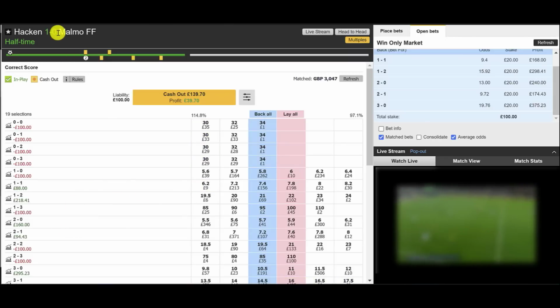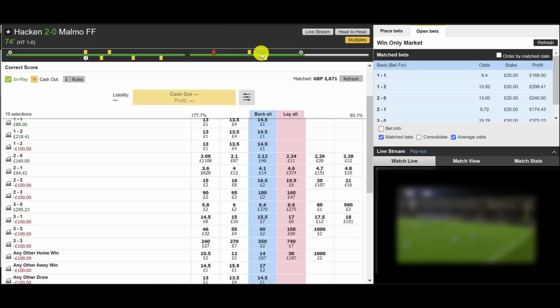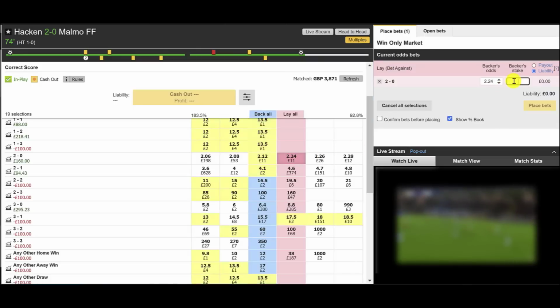It's Häcken 1, Malmo 0, half-time. 74 minutes on the clock. Good news and bad news. Häcken have just doubled the lead. They're 2-0 up. That puts us on a target scoreline. But the bad news is they're playing with 10 men. So my thought on this is that probably the scoring isn't quite done.